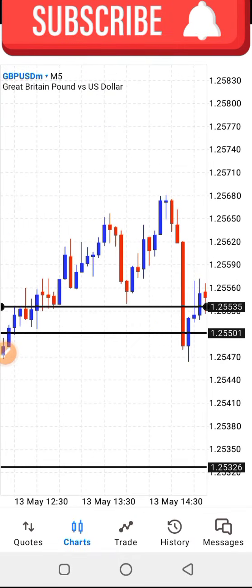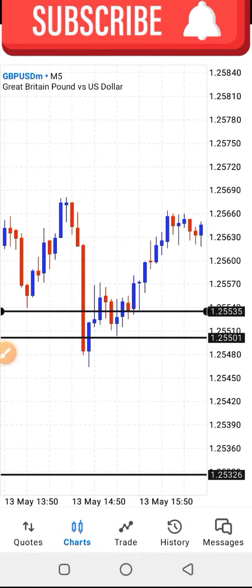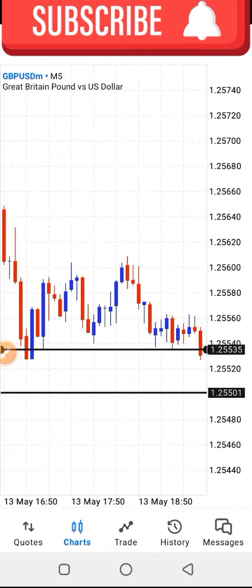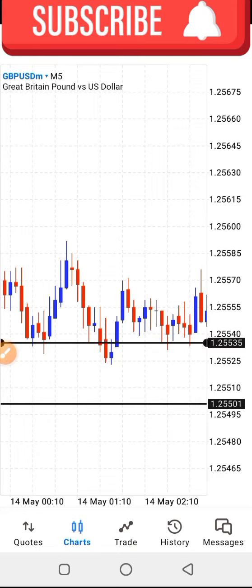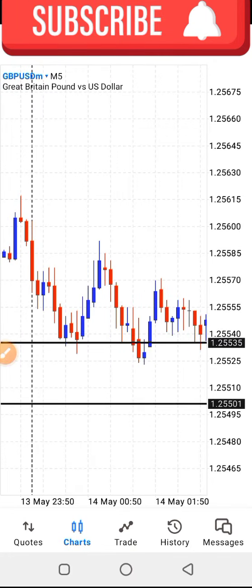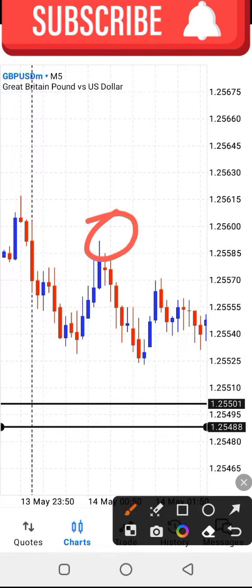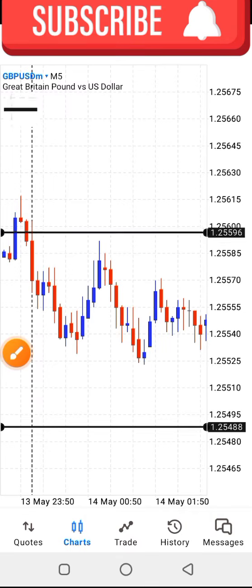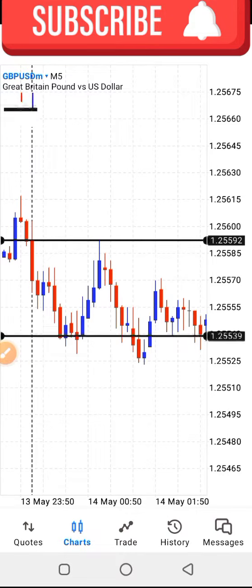Okay, let's see. This did not really break structure. What do we have? This one does not have rejection up here. Okay, let's see. Yes, there is. I can see a break of structure right here. Let me move this down. I have rejection up here, right? There's rejection there, and there's also a break of structure down here. Okay, so let me mark that out and see if price is going to come back there.